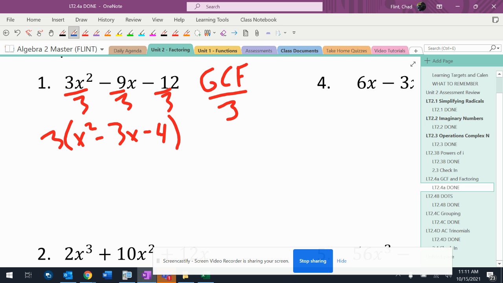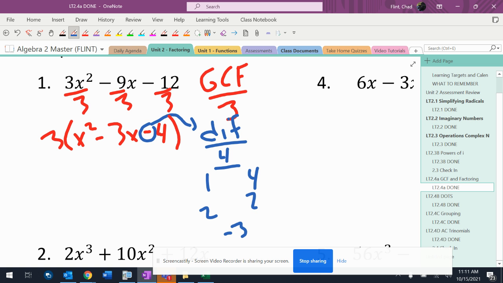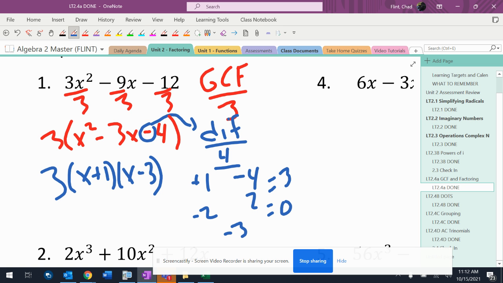Now I factor what's inside of those parentheses. I ignore the 3. So different signs, factors of 4. So 1 and 4, 2 and 2 needs to add to negative 3. The signs are different, so I assign the first ones negative, so they're different. This gives me 3. This gives me 0. So it's got to be the 3, but I want it to be negative 3. So I flip the signs.